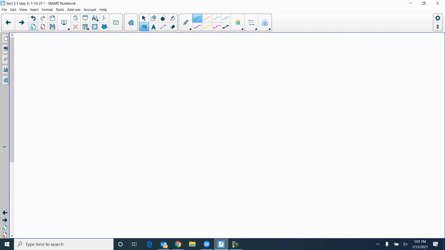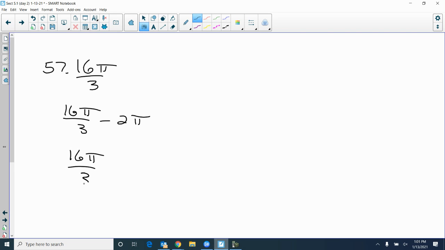Here's where I believe it's 16 pi over 3 is the original one, and they want a coterminal angle between 0 and 2 pi. So if it's in radians, you have to keep your answer in radians. So I'm glad you said that. What do we have to subtract? We have to subtract 2 pi. So 16 pi over 3 minus 2 pi is 16 pi over 3 minus 6 pi over 3, which gives me 10 pi over 3.